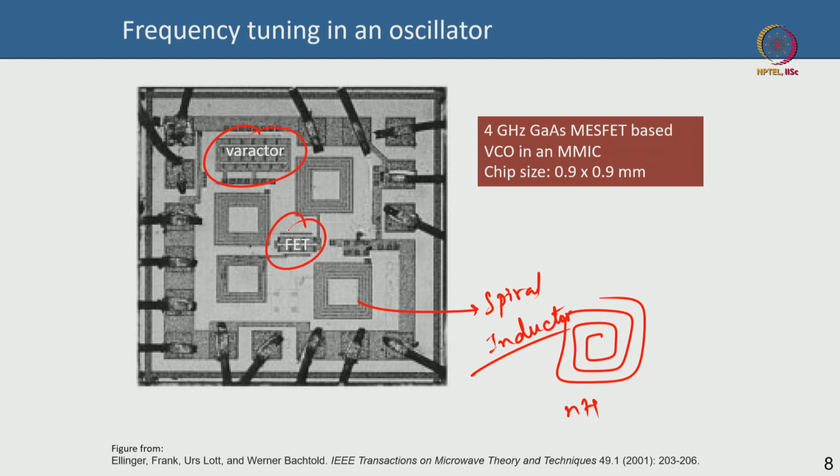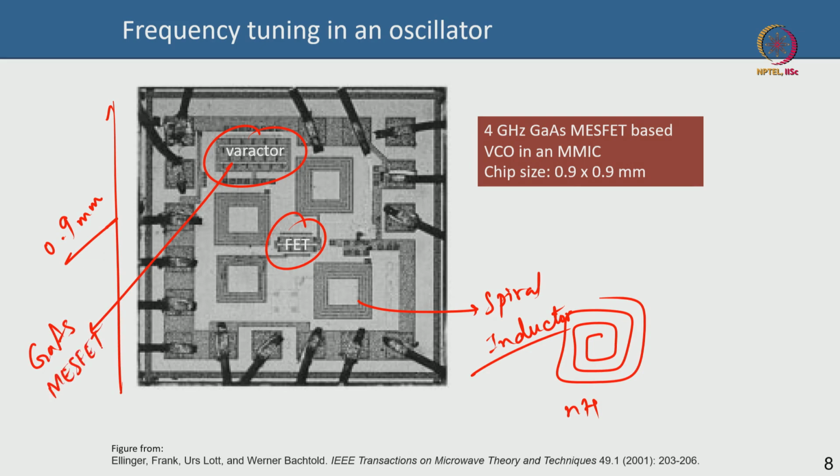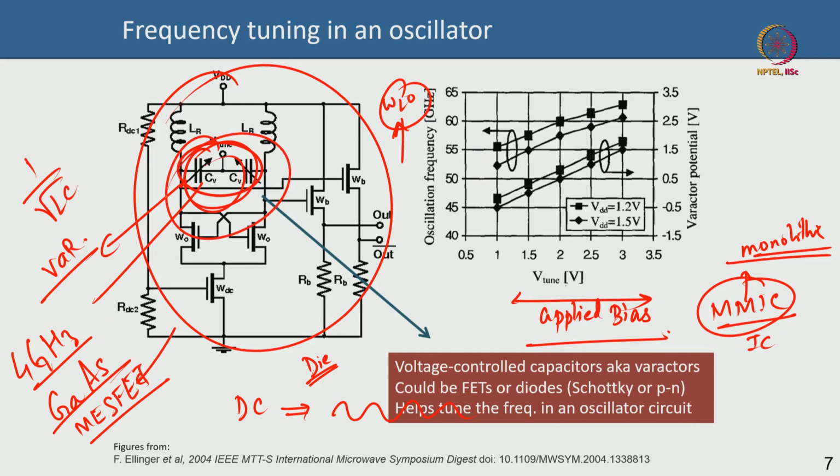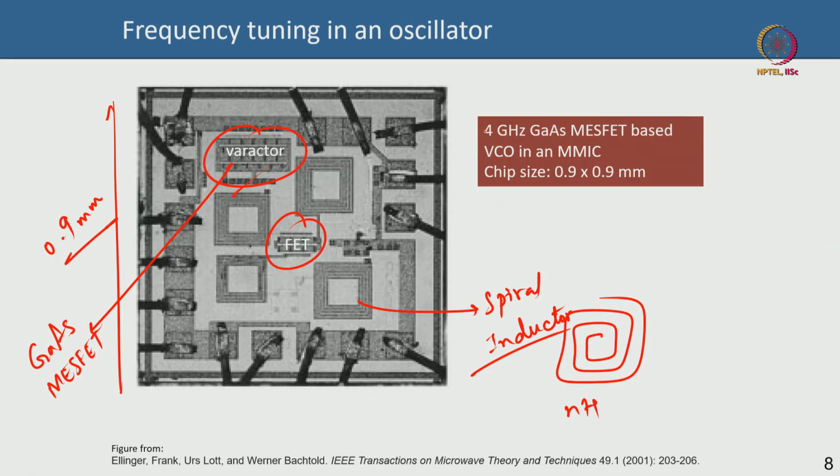This is a varactor, this is your FET, this is a 4 gigahertz MESFET and the total size is 0.9 by 0.9 millimeter. Very compact, you can see that. The varactor here is also a gallium arsenide MESFET, it is not a Schottky diode. This varactor will basically tune the frequency, as I have told you. By changing the voltage you are able to change the oscillation frequency because of the varactor, so the varactor is a very important component sitting in a circuit like this. So, this is about how, in a real scenario, a varactor is incorporated in an MMIC chip.